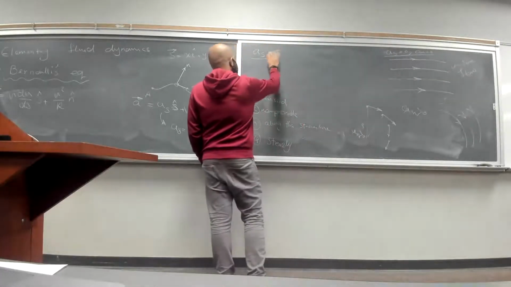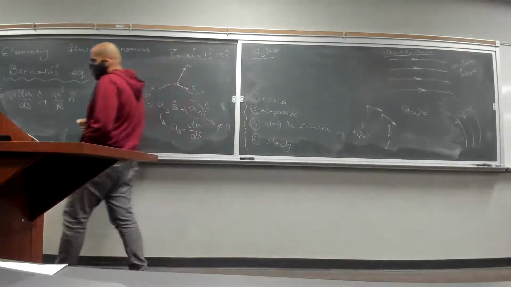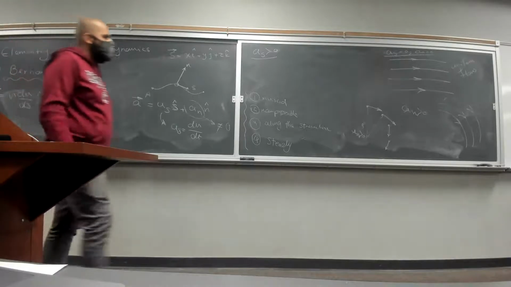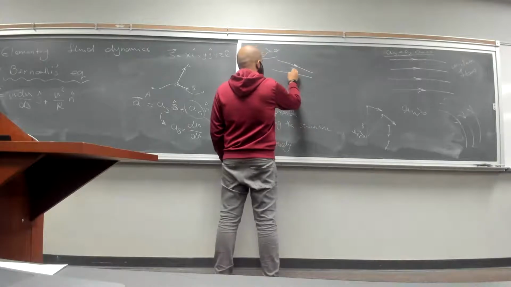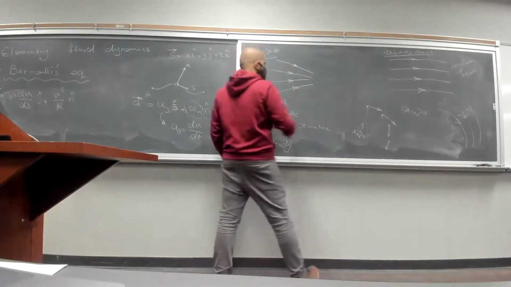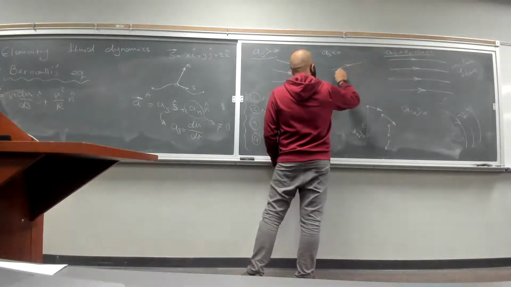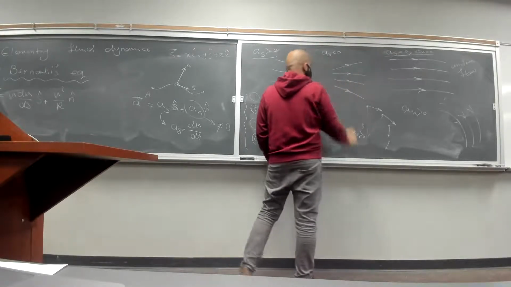Okay. What if a of s is larger than 0? This is what you're going to see with the streamlines. They're going to get closer to each other. And if your a of s is smaller than 0, the streamlines are going to diffuse.